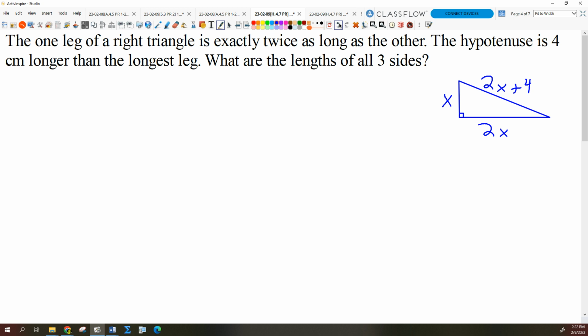Okay, so there's our relationship. I need to be able to set up an equation involving x. What do we know about right triangles geometrically that would be useful to us in setting up an equation? Okay, good. The sum of the squares of the legs equals the square of the hypotenuse, right? Pythagorean theorem. So what's that telling us then? x squared plus the quantity 2x squared equals the quantity 2x plus 4 squared, right? Okay, how am I going to go about solving this?